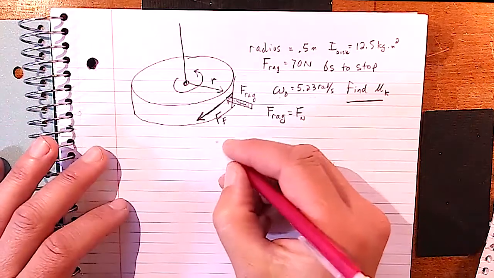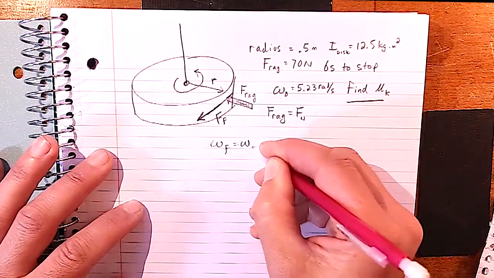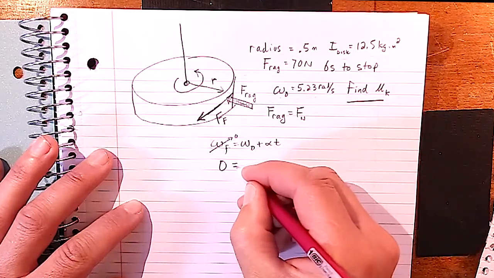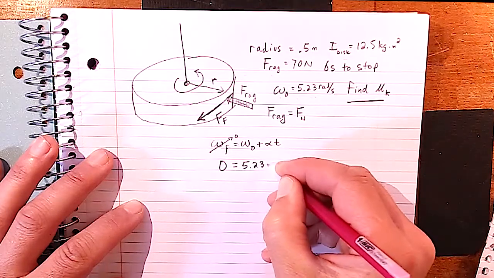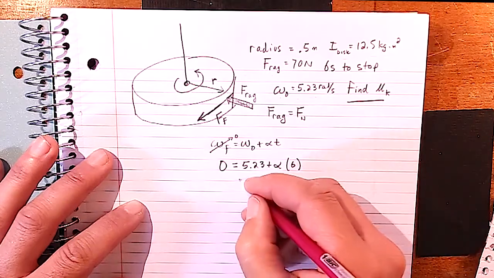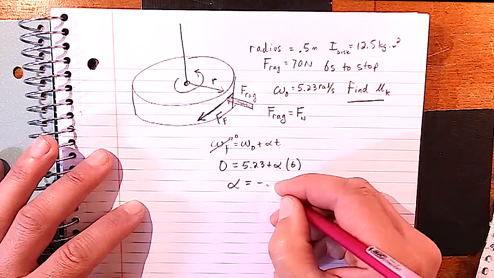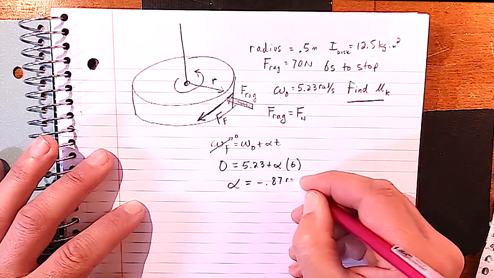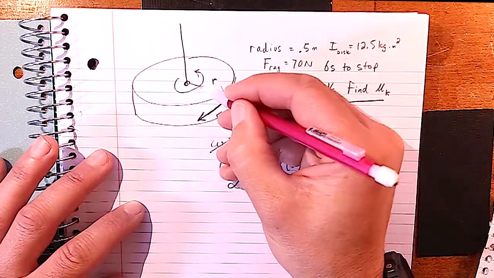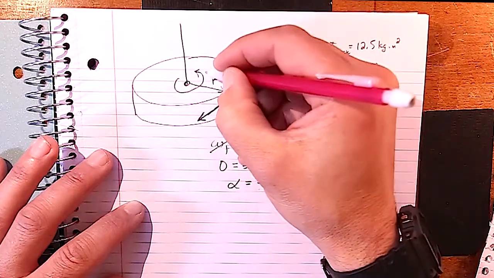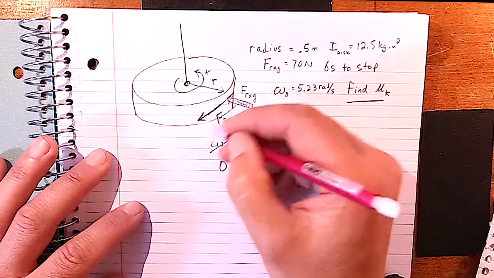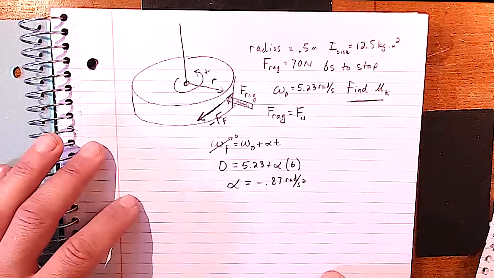And we can do alpha just with omega final equals omega initial plus alpha t. So that would be 0. It comes to rest. It starts out at 5.23, and then we know it's 6 seconds. So our alpha comes out to a negative 0.87 radians per second squared. The negative is going to be the opposite of the direction of rotation. I should have said we were going to define that as positive. Keep in mind also the friction will be opposite that direction, so this is also going to be negative.